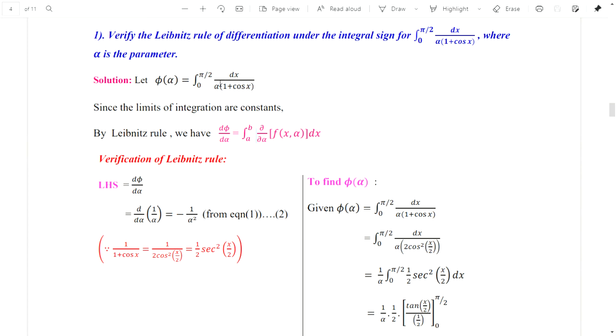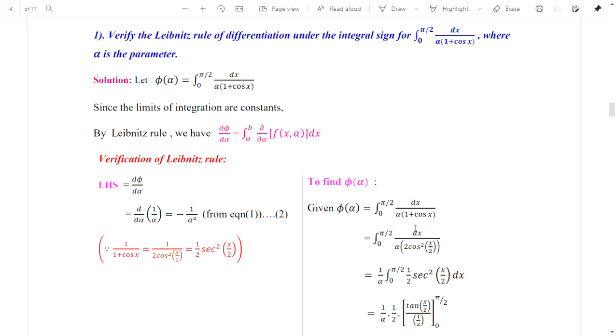But here phi is the integral function. That's why first let us evaluate this integral. To find phi of alpha, given phi of alpha is equal to integral of 0 to pi by 2 of 1 divided by alpha into 1 plus cos x into dx. That is equal to integral of 0 to pi by 2, and as we discussed in the previous sessions, to evaluate this integral, we will be applying multiple and submultiple angle formulae.